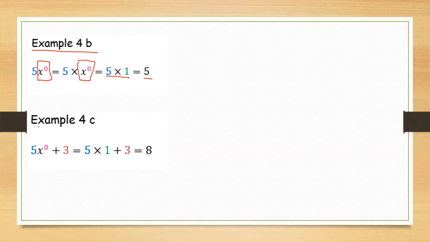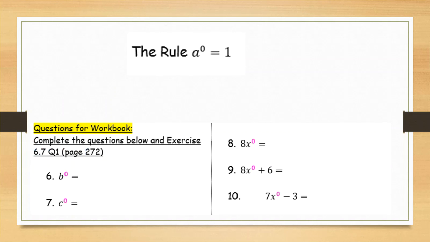Example 4c. This part here we've just said is 5. So we get 5 plus 3, which is 8. These are the questions that I want you to do. Questions 6, 7, 8, 9, 10. You can pause the video and then press play when you're ready to see if you got them right.